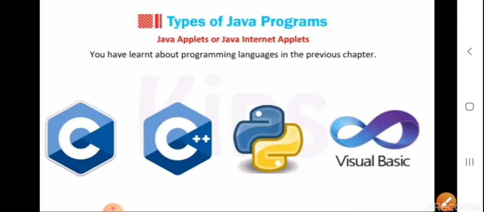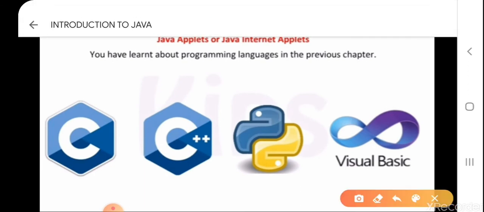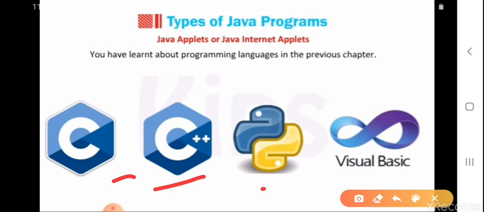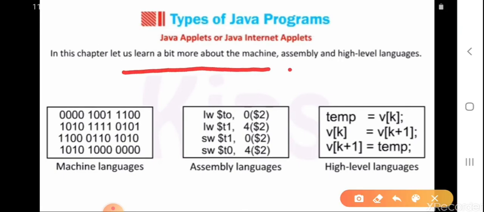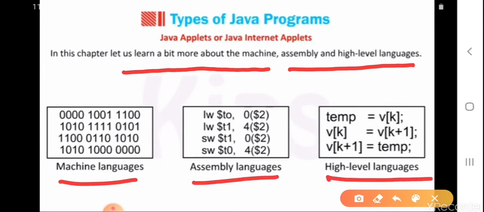Now you have learned about programming languages in the previous chapters, like C++, Python and Visual Basic. In this chapter, let us learn a bit more about the machine, assembly and high level languages. Again, we'll talk about the machine language, the assembly language, and the high level language.